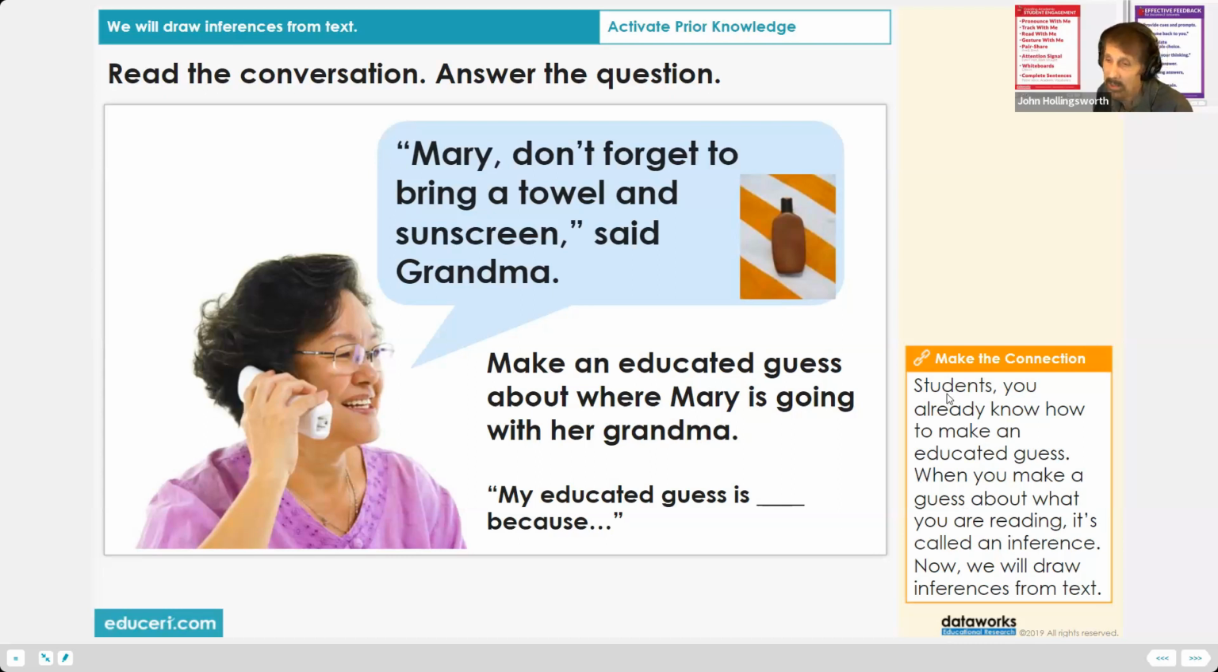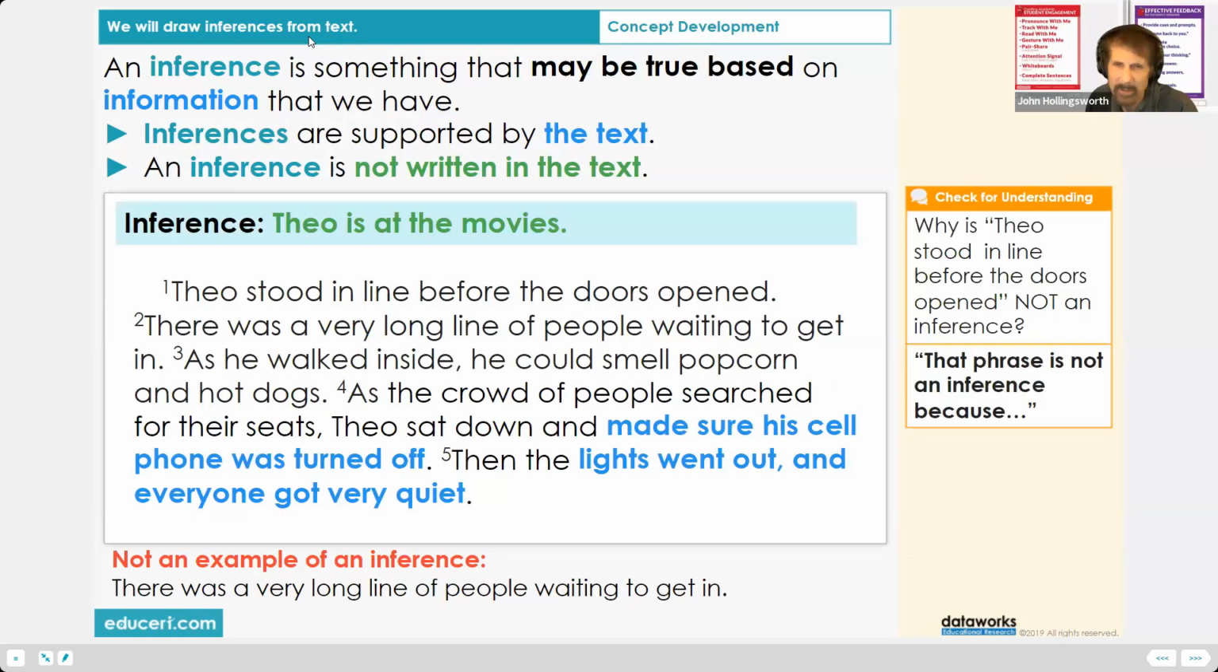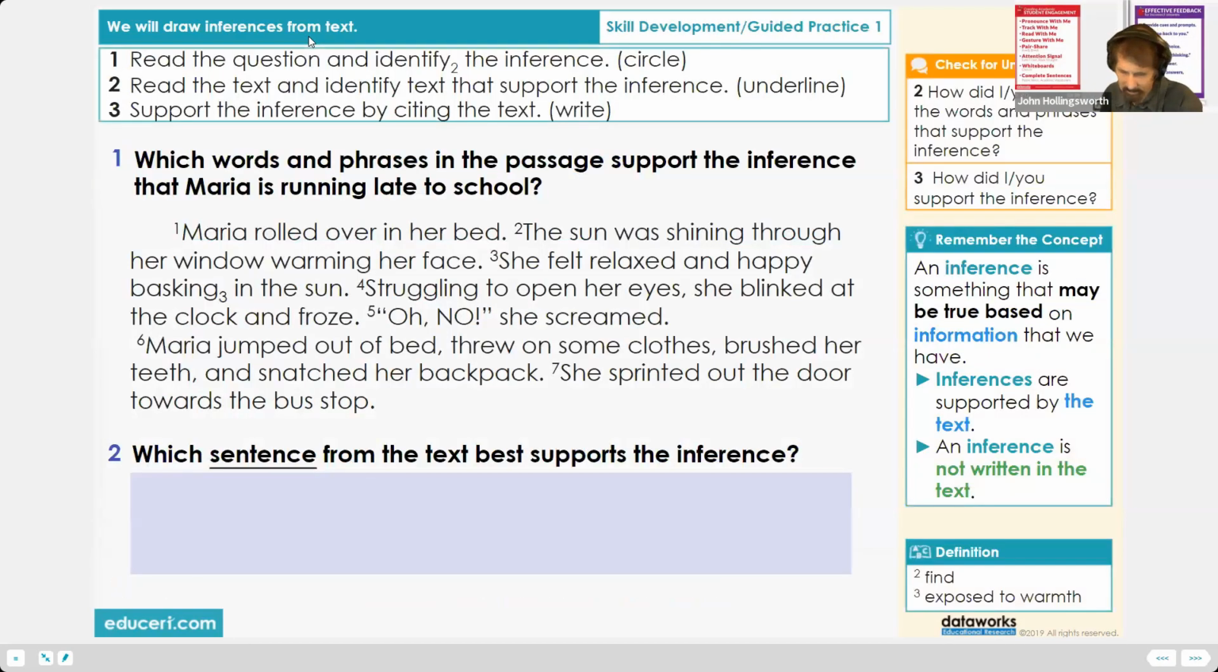Okay. And then students, you already know how to make an educated guess. You all look at these words like towel and sunscreen, and you knew they were going to the beach or to the swimming pool or something. Anyway, there's a name for this educated guess. This is called an inference. What's it called? Let's all say it. Inference. An inference.